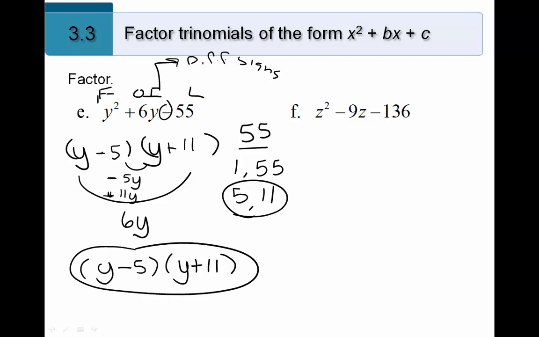All right, you might need to pull your calculator out to look for your factors of 136. Of course, I already did, so I wouldn't be holding you up too much. But you can see I have a negative there, so my signs are going to be different down below. So z times z is z squared. Now my factors of 136.